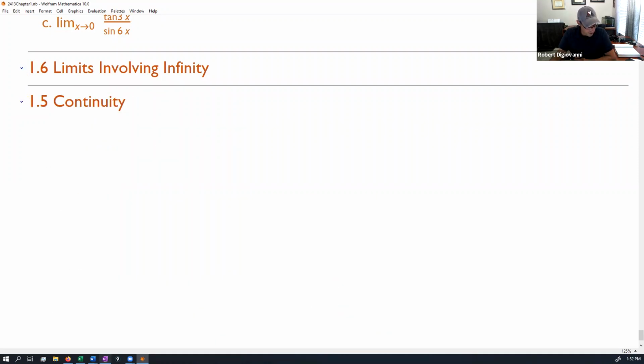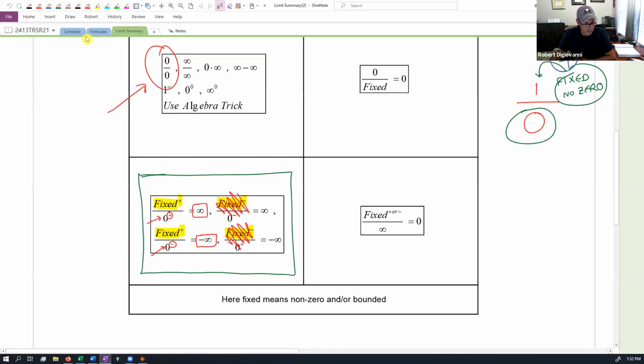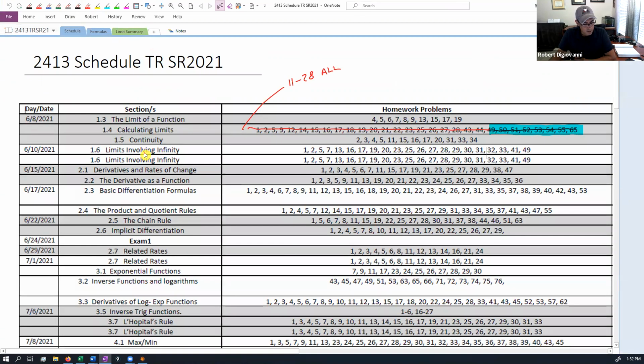If you follow our schedule, that shouldn't make a difference, because the homework for 1.5 is covered today as well, along with 1.6. So hopefully we will get through both of these in the next couple of hours, okay? 2.5 hours.